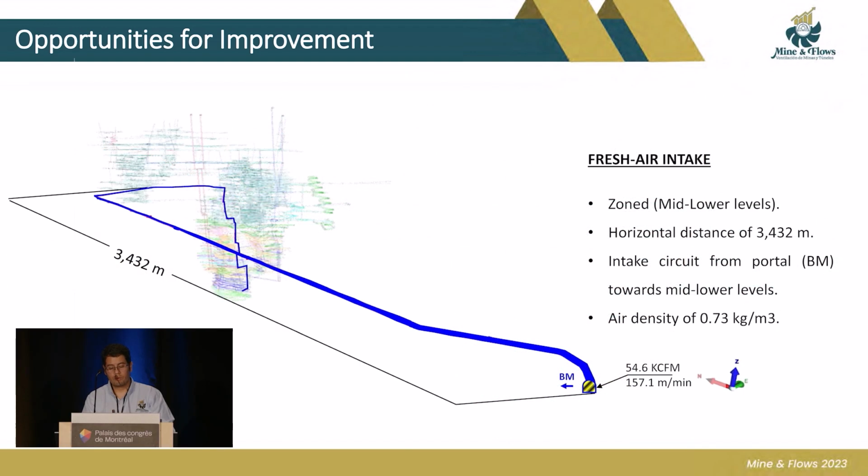Another improvement was the reuse of a former exhaust circuit into an evacuation route for the existing and future production areas of the mine, so we could guarantee a short, safe escape way for a greater number of workers in case of mine fire.